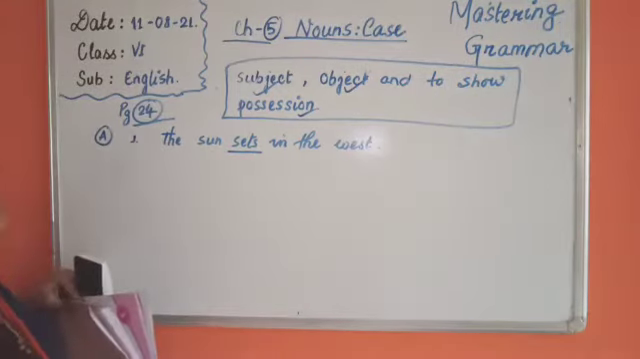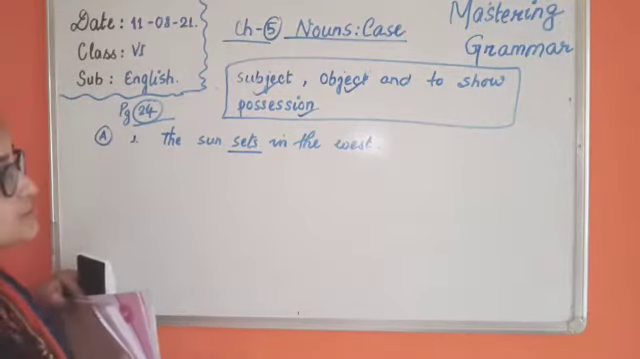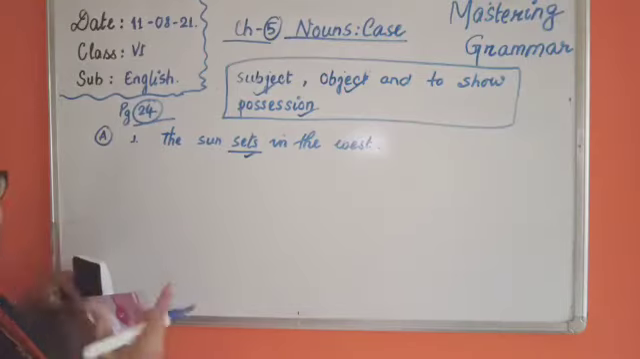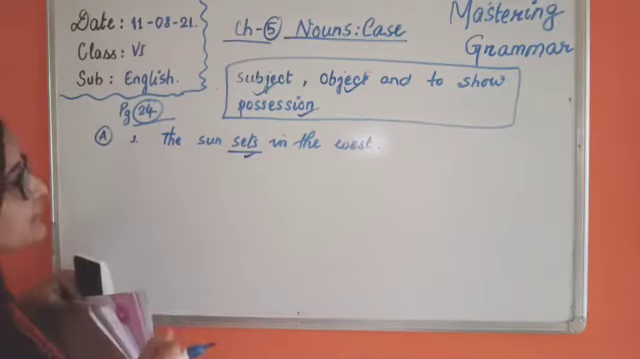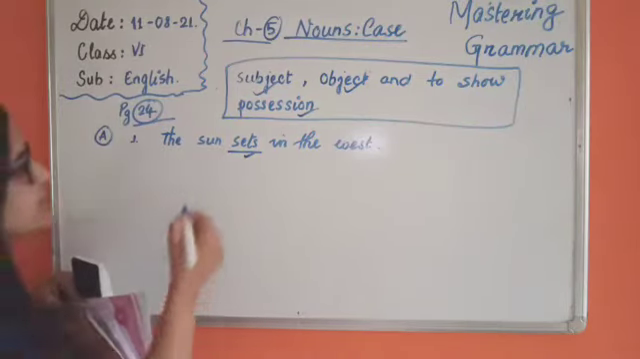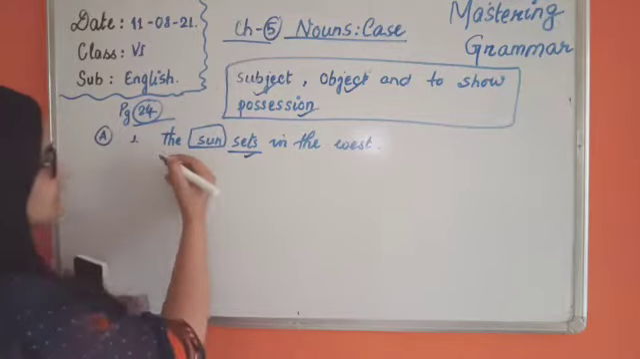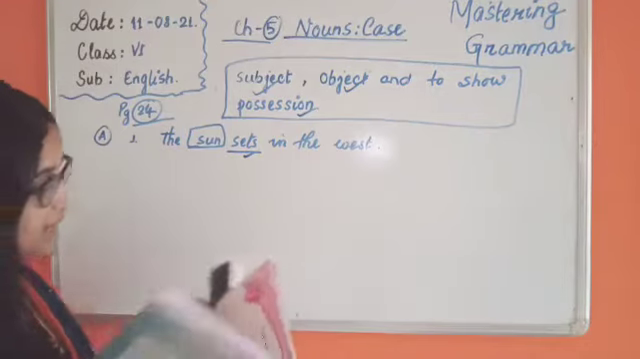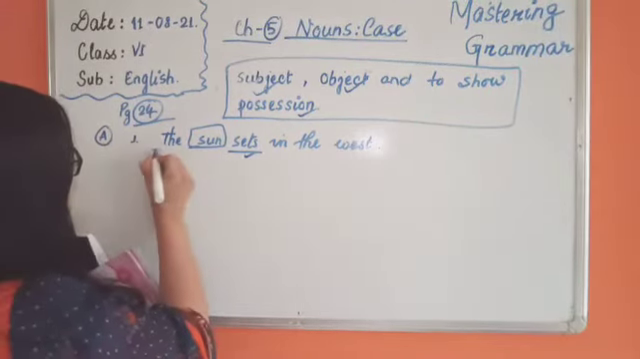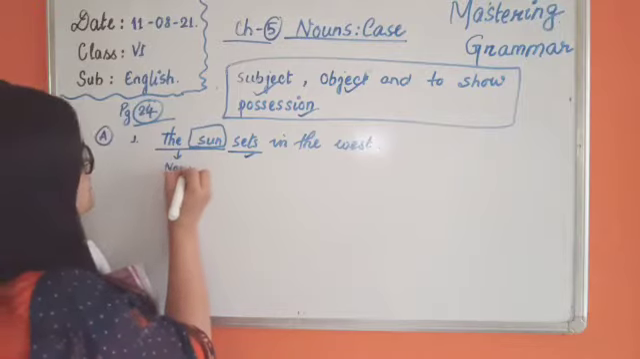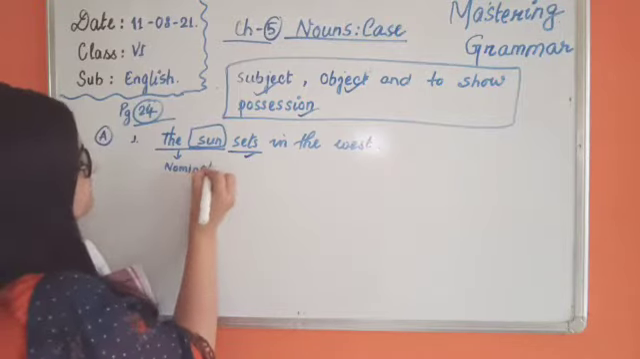So they have told us that when you need to find the subject, you need to add a question, what or who, before the verb. So here sets is our verb. So the sun sets in the west. So what is setting? Sun. So children, this one, the sun is what? The sun, this whole thing, is our nominative case. Yes, noun and nominative case.